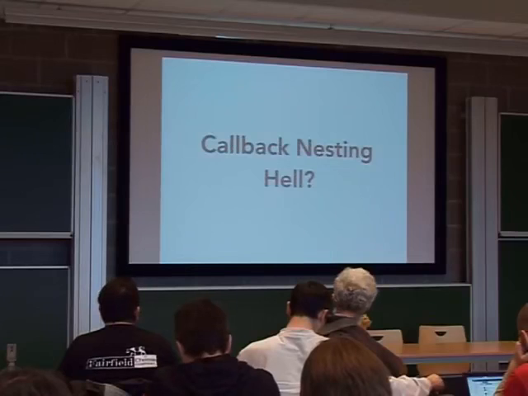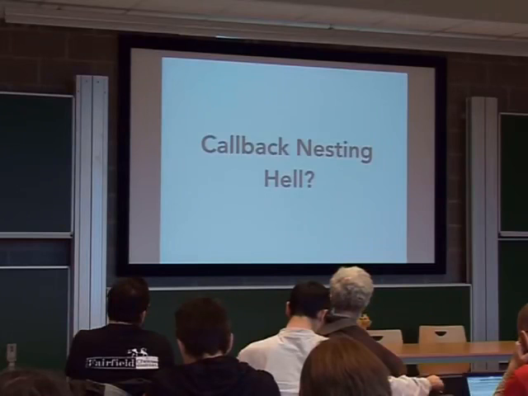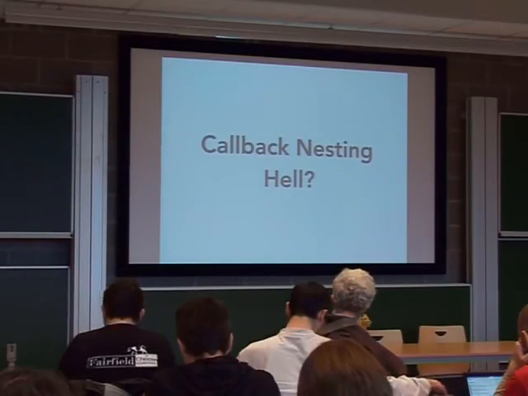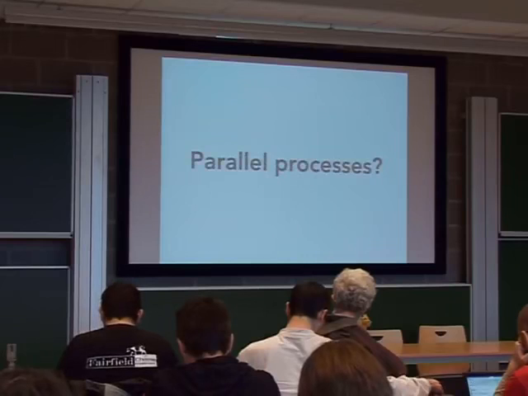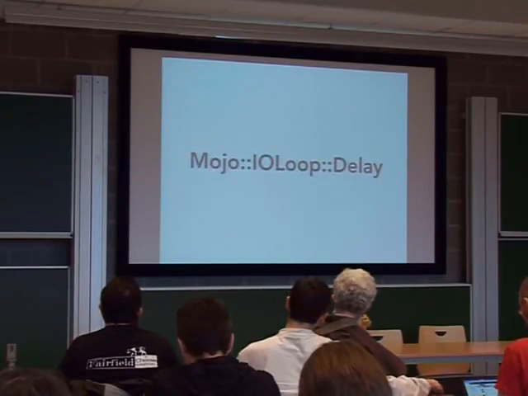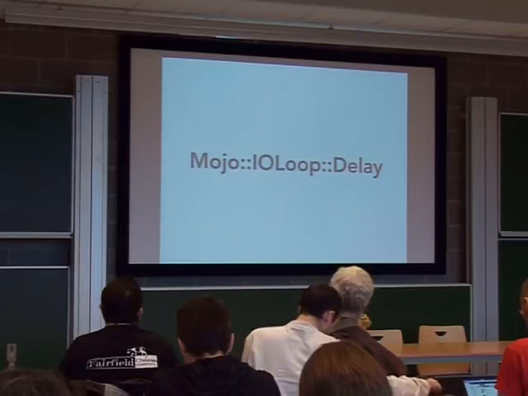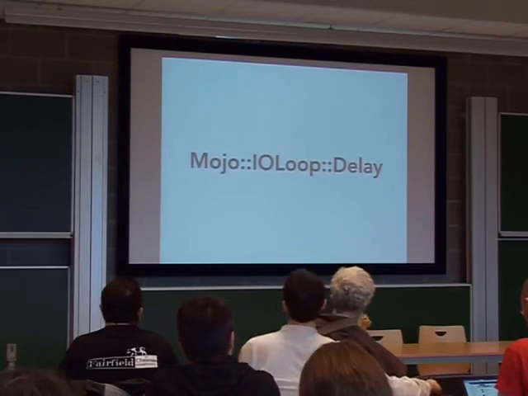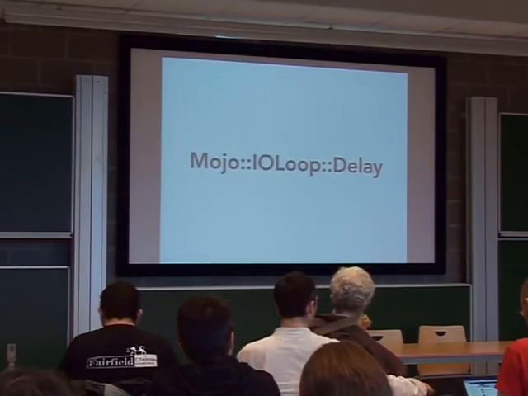I think in some node samples you might have seen what has been referred to as callback nesting hell, where you have a callback inside a callback inside a callback. Or even how do you do parallel processes. So the way we have solved this is with a built-in module in Mojolicious called Mojo::IOLoop::Delay, which lets you specify in a seemingly sequential order how you run your things.